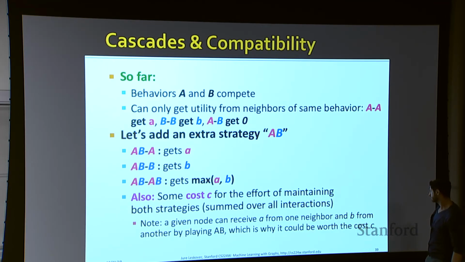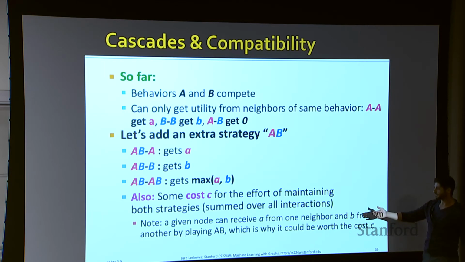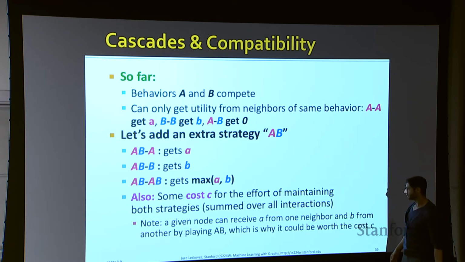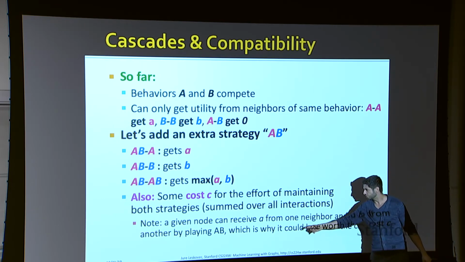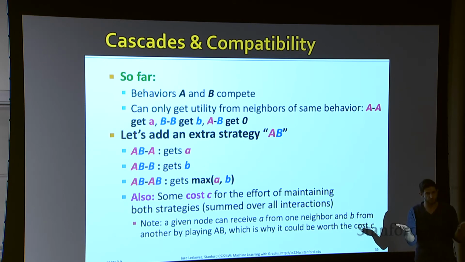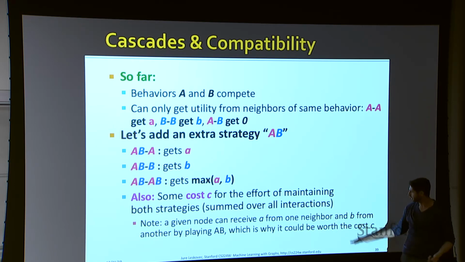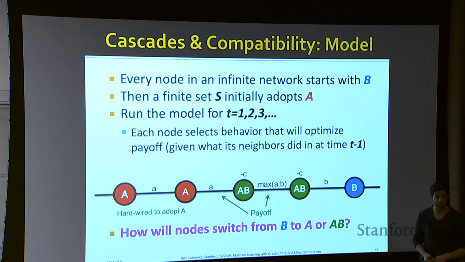And the way in which it works is, a node can receive the payoff A and payoff B from another neighbor by playing AB, but he or she has to decide if this is worth it based on the cost C. Maybe by adopting AB, your payoff goes up, but if the cost is not justifying your change of behavior, then this wouldn't be the rational choice for that player. So that's why it's not as simple as computing the max again, but we also have to take this cost into account. So let's go through a visual example now, and let's see what happens.